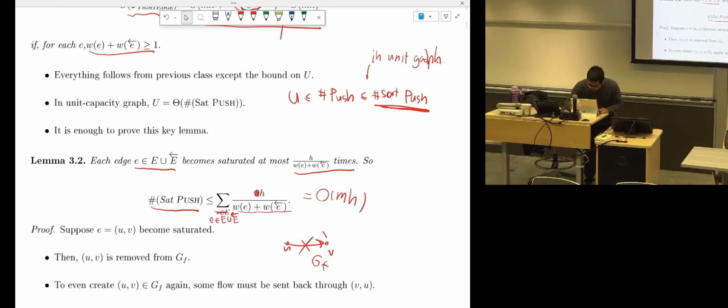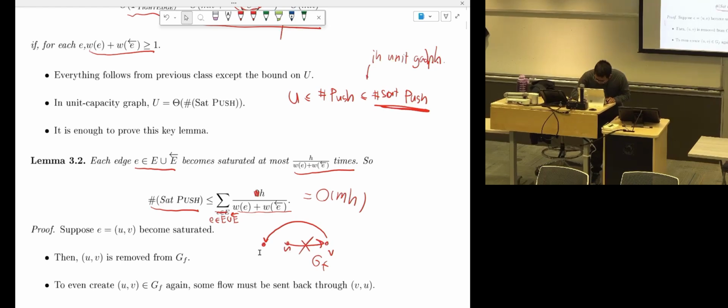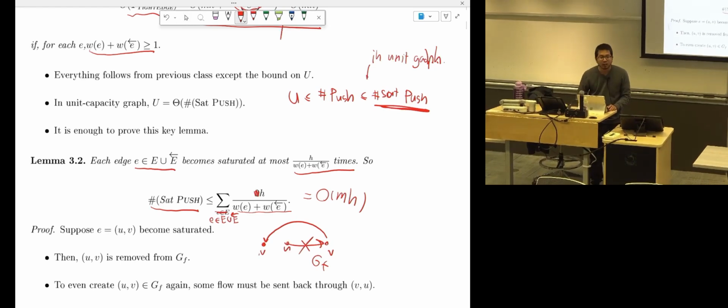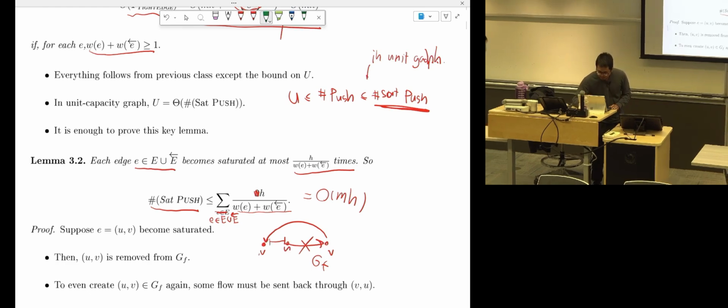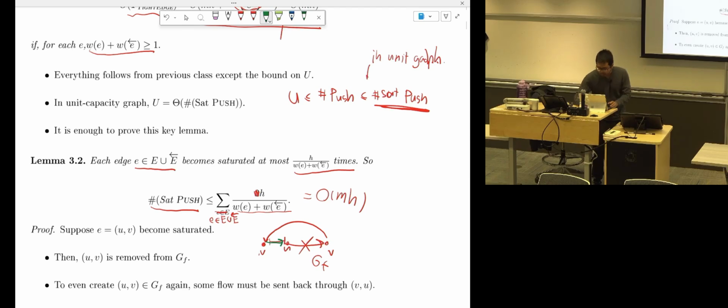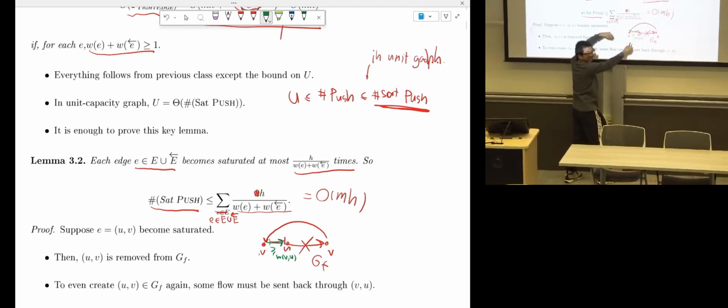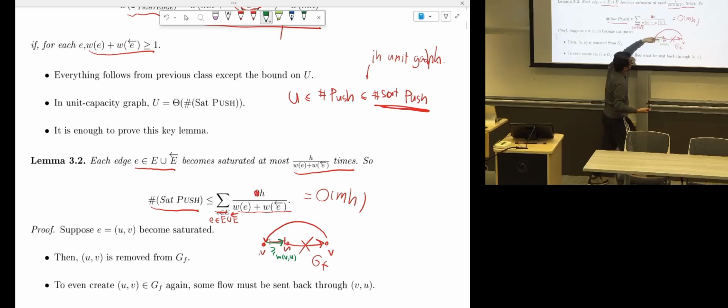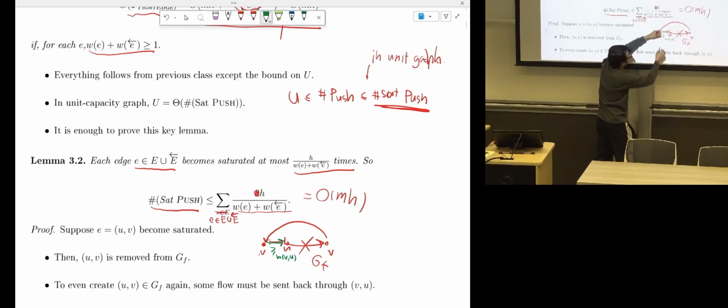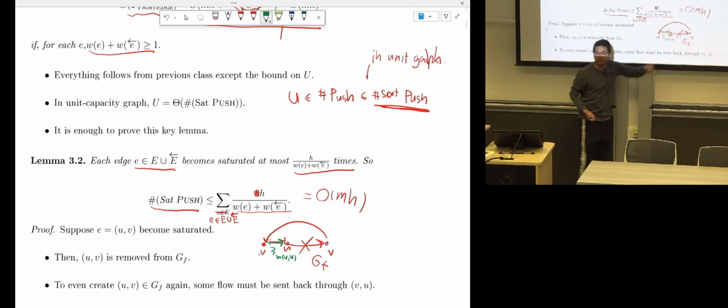So the level of V needs to be here, and the edge from V to U needs to be active. So the length here is at least the weight from V to U, right? It needs to be stretched to be active. The level of V needs to be higher than the level of U by this much. That's when it's active and you have a chance to send some flow from V to U.